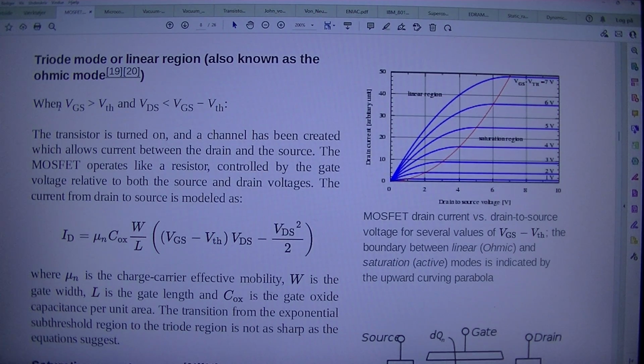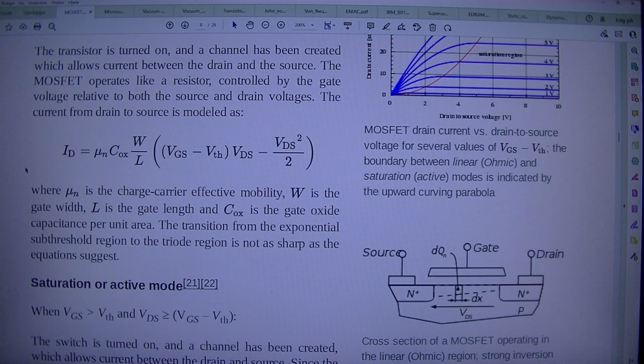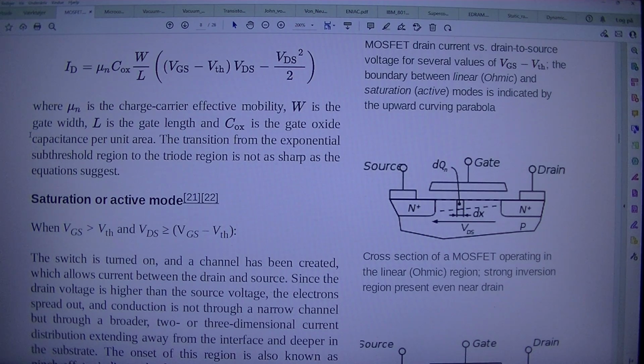Triode mode or linear region, also known as the ohmic mode. 19, 20. When VGS > VTH and VDS < VGS - VTH, the transistor is turned on, and a channel has been created which allows current between the drain and the source. The MOSFET operates like a resistor, controlled by the gate voltage relative to both the source and drain voltages. The current from drain to source is modeled as follows, where μ is the charge carrier effective mobility, W is the gate width, L is the gate length, and Cox is the gate oxide capacitance per unit area. The transition from the exponential subthreshold region to the triode region is not as sharp as the equations suggest.